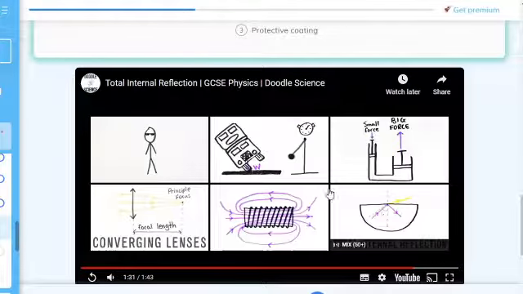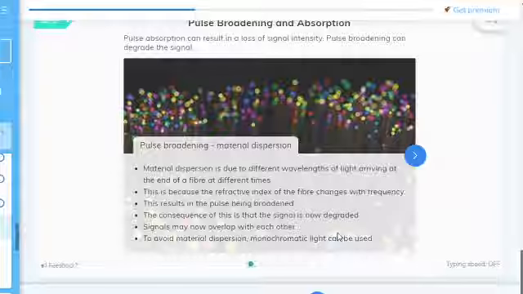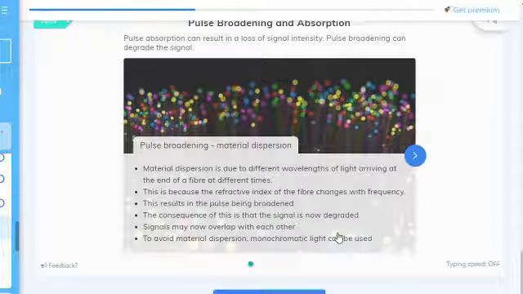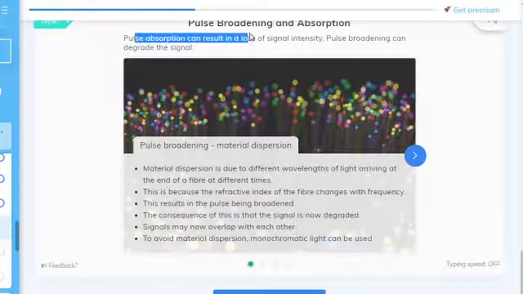Yeah, the video literally said what we've been saying: in fibre optic cables, if the cladding, or the protective outer shell, wasn't there, then it wouldn't work because the overall thing wouldn't be going from a less dense to a more dense substance. So, pulse broadening and absorption. Pulse absorption can result in loss of signal intensity. Pulse broadening can degrade the signal.